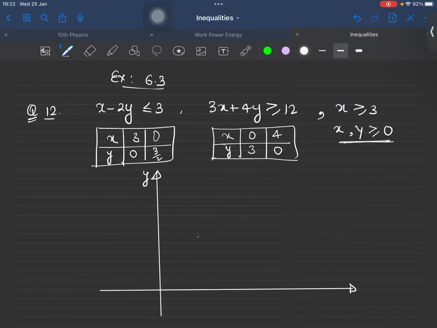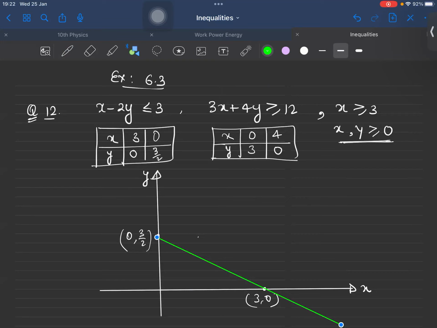Y, X. Now, this equation, the first one, if x is equal to 0, y is 3 by 2. So 0, 3 by 2, that is 1.5. And if y is equal to 0, x is equal to 3. So somewhere around here. We just need to draw a rough sketch. No need to scale it. So this is the first curve. Let's use the green color to represent it.